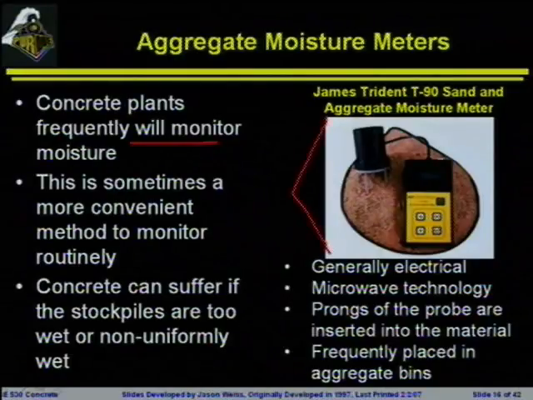This is a system that is very simple and easy to use. It's based on the idea of electrical current or microwave. Basically, the idea is it will tell you the moisture content by relating a change in resistance of the system or some microwave value back to some known calibration curve.